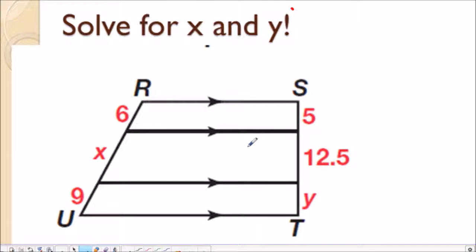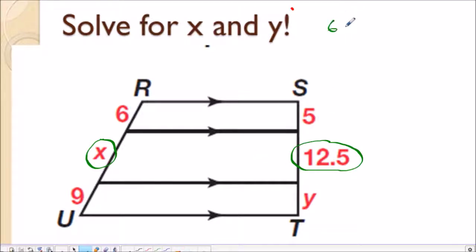Okay, the first thing I'm going to do is identify what it is I want to solve. I really want to find x, and so if I use x, I'm going to have to use 12.5 because that's on the opposite side, and now we have a choice. Do we want to use 6 or do we want to use 9? If I use 9, that's going to force me to use y. And that's a problem because now I have two variables in my equation. So I'm going to use 6 and 5.